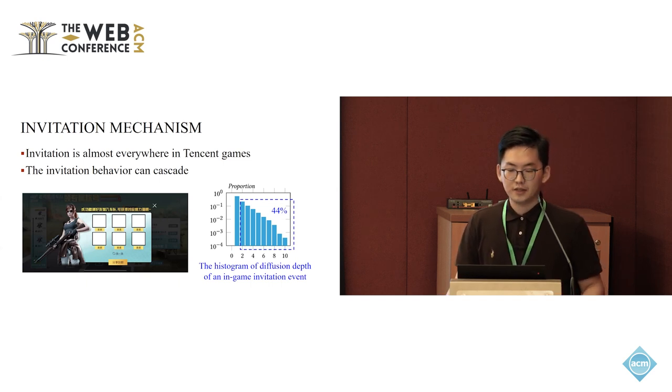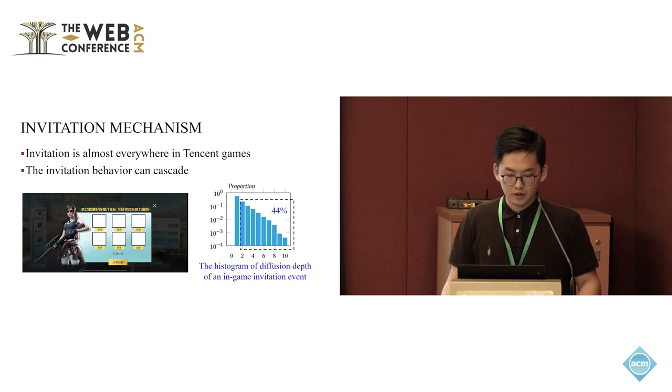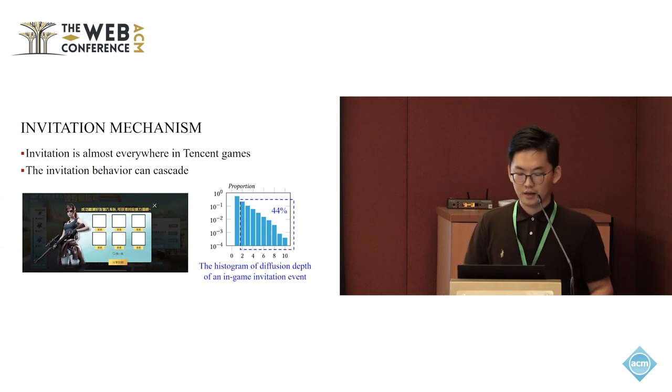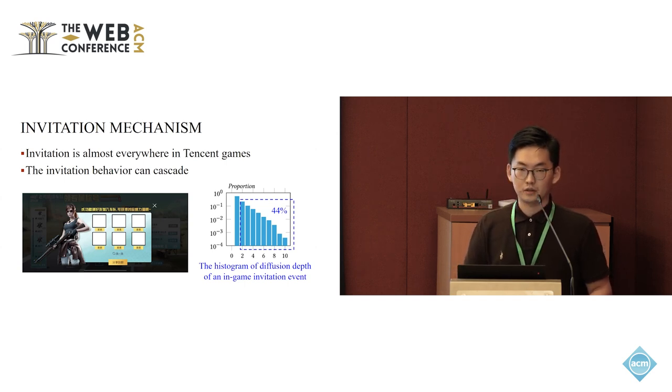And we find that in this kind of invitation-based events, the invitation behaviors can actually cascade. Based on the right-hand side histogram, which is from an in-game invitation event, this is a histogram of the invitation behavior diffusion trees. We can find that more than 40% of the diffusion trees have a depth of more than one. It means that the invitation behavior really cascades.